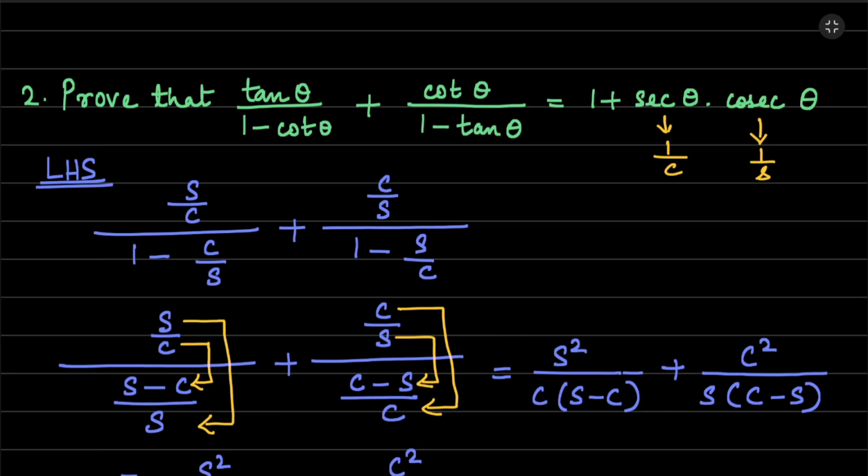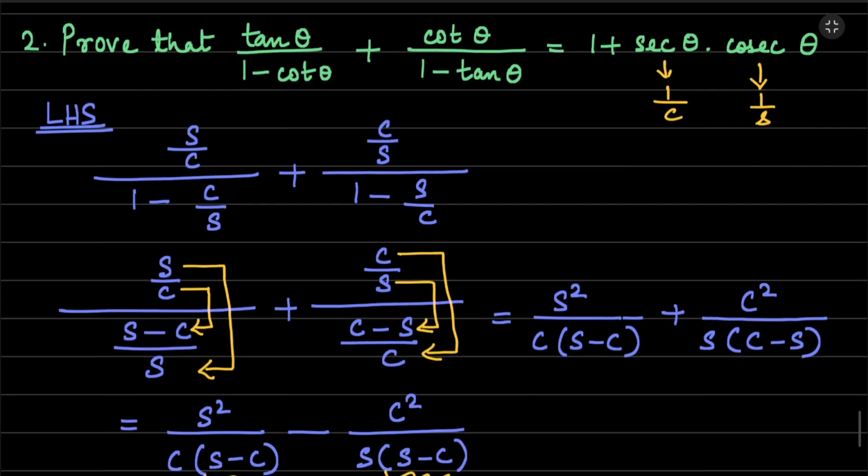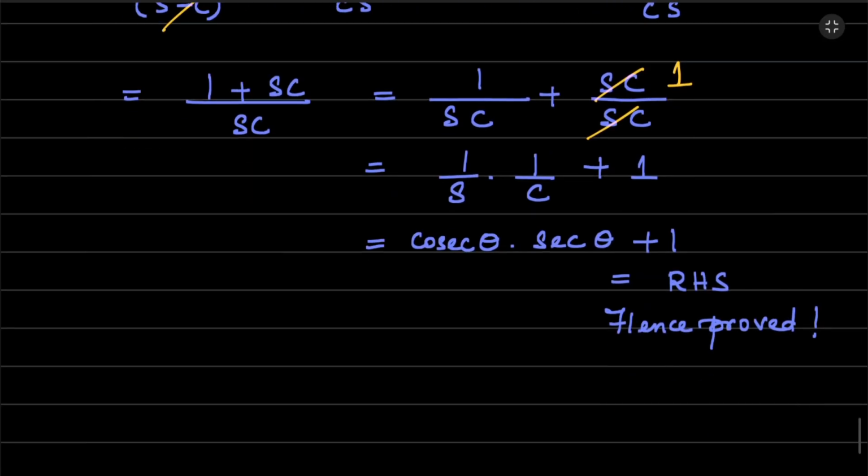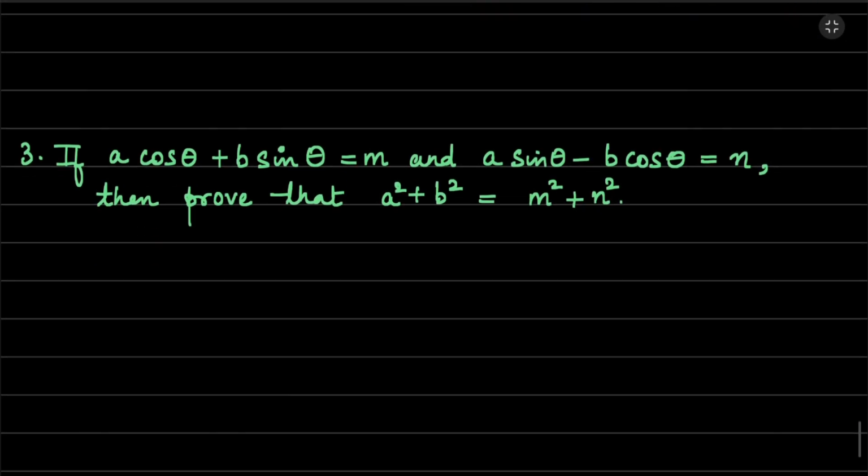Let's move on to the next question. That is the third question. Yeah, so the third question is also important, mark it. It has been asked previously. You are given, if a cos theta plus b sin theta is equal to m and a sin theta minus b cos theta is equal to n, you have to prove that a square plus b square is equal to m square plus n square.